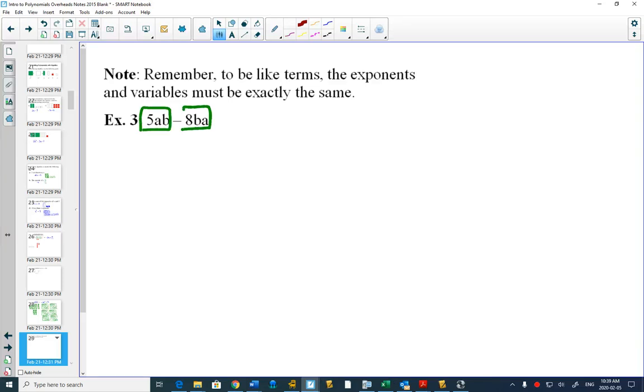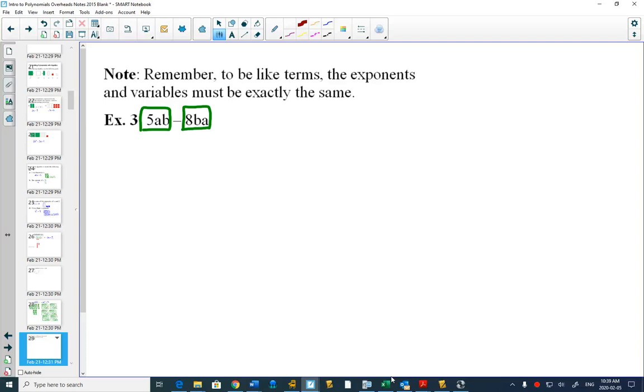They are. Because in order to be alike, you have to have the same variable with the same exponents. Do they both have an a and a b? Yes. And they both have an exponent of 1, but it's not written. So this question ends up being a question we did at the beginning of our rational numbers unit.